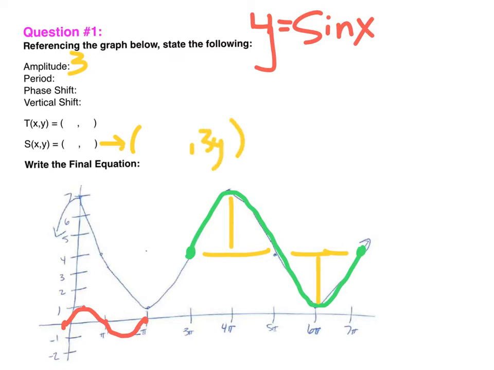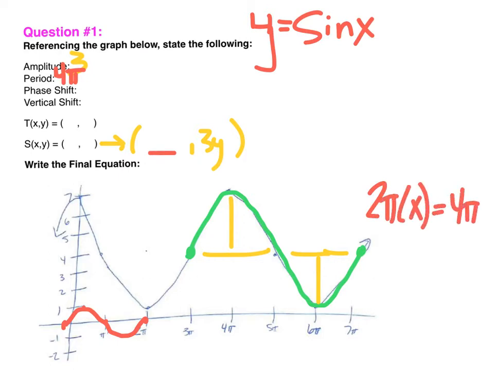Now for the period, it's the length of the repeating pattern. So the period starts at 3 pi and it goes to 7 pi. The difference between 3 and 7 pi is 4 pi. Therefore, I know that the period here is 4 pi units long. Now, how did they get to that is going to be a stretch or a shrink. So you want to think about it in terms of this. The original period is 2 pi. They did something to it to get to 4 pi.